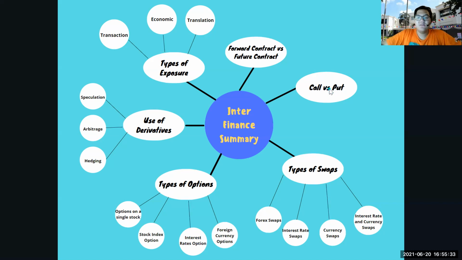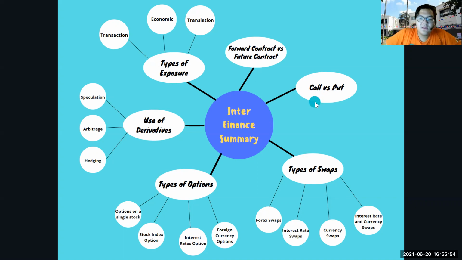Next one we have is arbitrage. Now, this is a simultaneous purchase and sale of the same asset in different markets in order to profit from tiny differences in the asset's listed price. It exploits short-lived variations in the price of identical or similar financial instruments in different markets or in different forms.